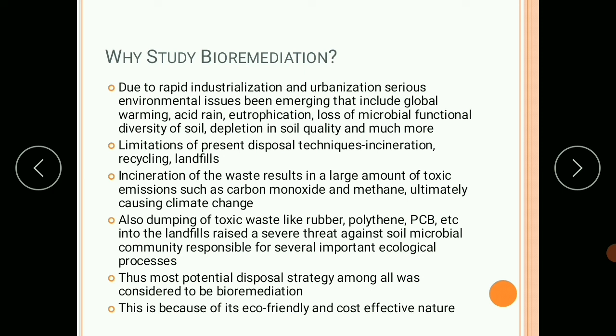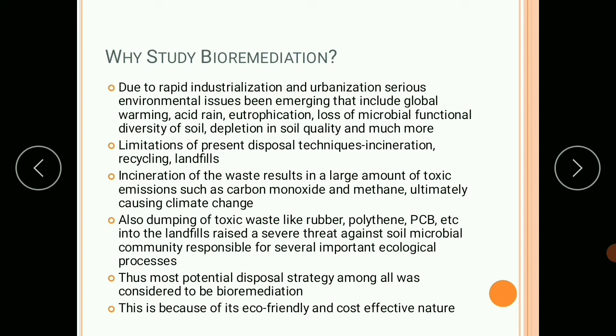See, nowadays we do have some waste disposal techniques like incineration, landfills, recycling, etc., but they have some limitations because when we incinerate a waste product, there is a release of a large amount of toxic gases like carbon monoxide, methane, etc., which will ultimately cause climate change, which will lead to global warming, right?